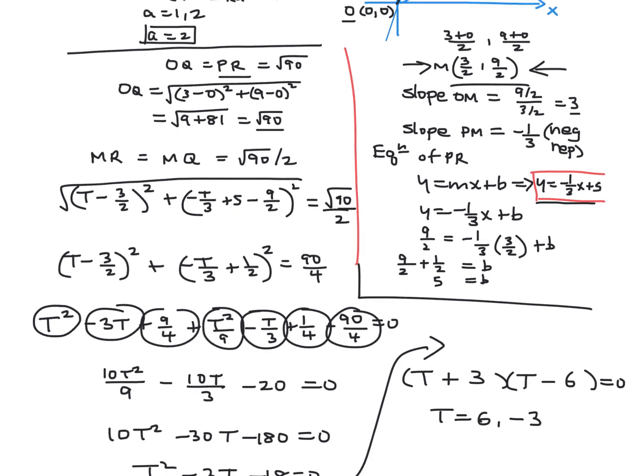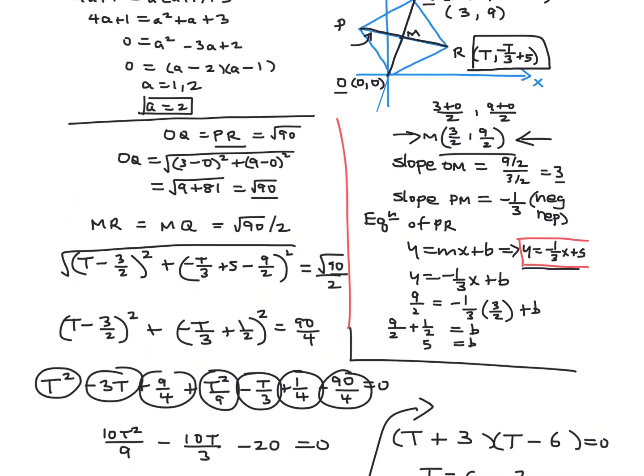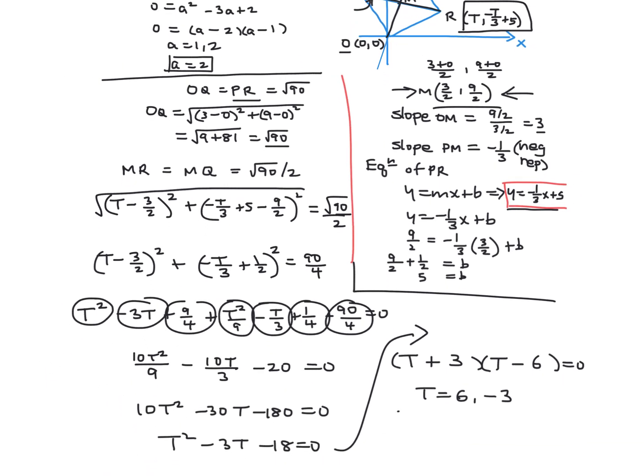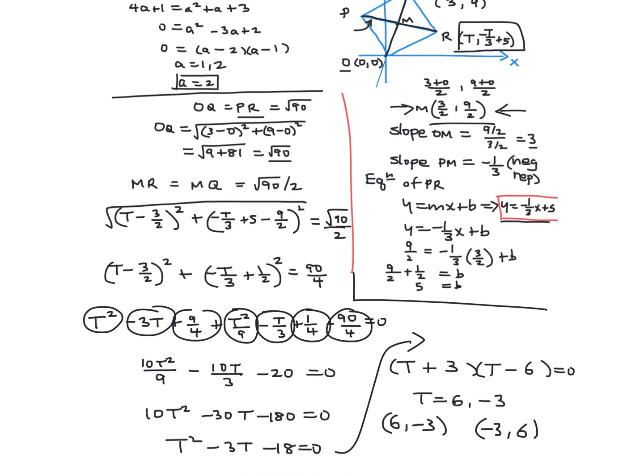And therefore, let's keep it in the same screen here. If t is 6, it would be 6 and minus 3. And if t is minus 3, it would be minus 3 and 6. So looking at the graph, I think my R is this guy. Hold on, let me think about this for a second. Yeah, the P obviously is this guy, and the R is this guy. And perhaps the 6, minus 3, though. I think maybe the diagram isn't drawn to scale.